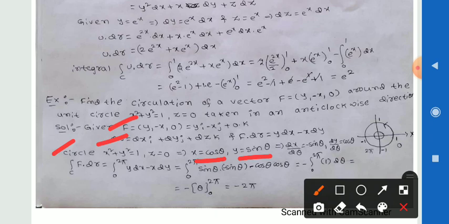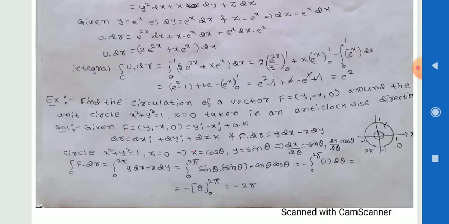Then I am taking the line integral formula, integration over c of f dot dr. In the unit circle, the values vary from 0 to 2 pi. Then I am taking integration 0 to 2 pi of y dx minus x dy, and I am substituting the x value, y value, dx value and dy value.